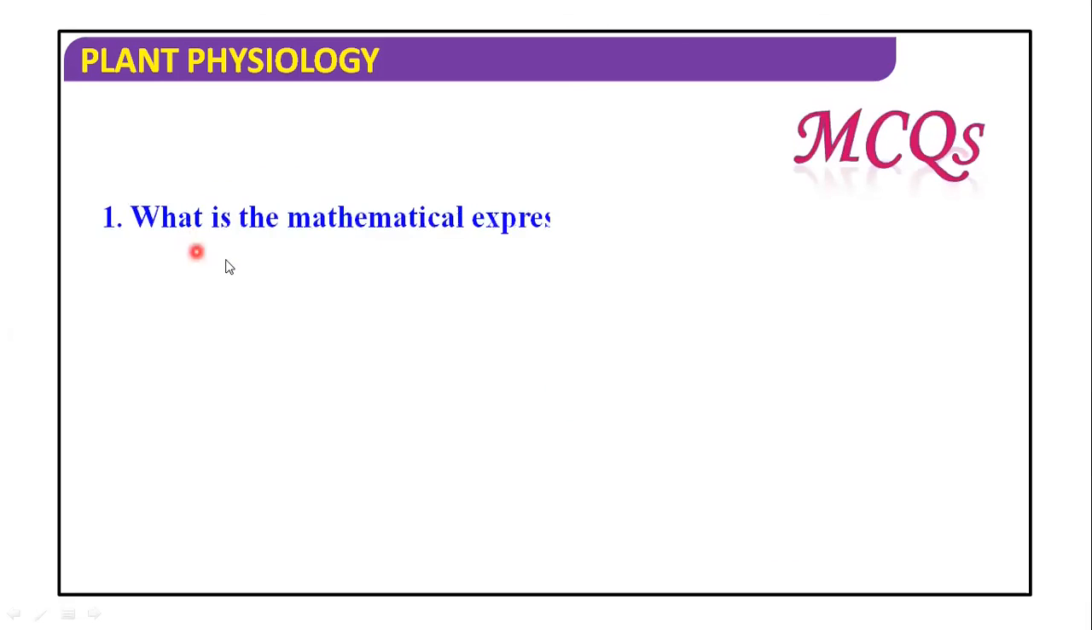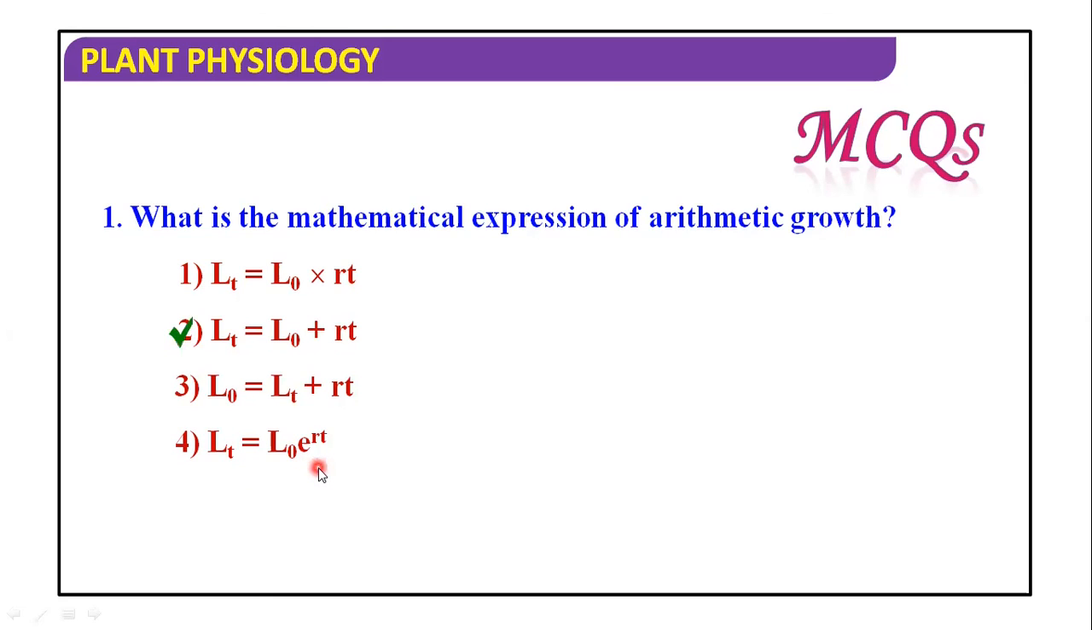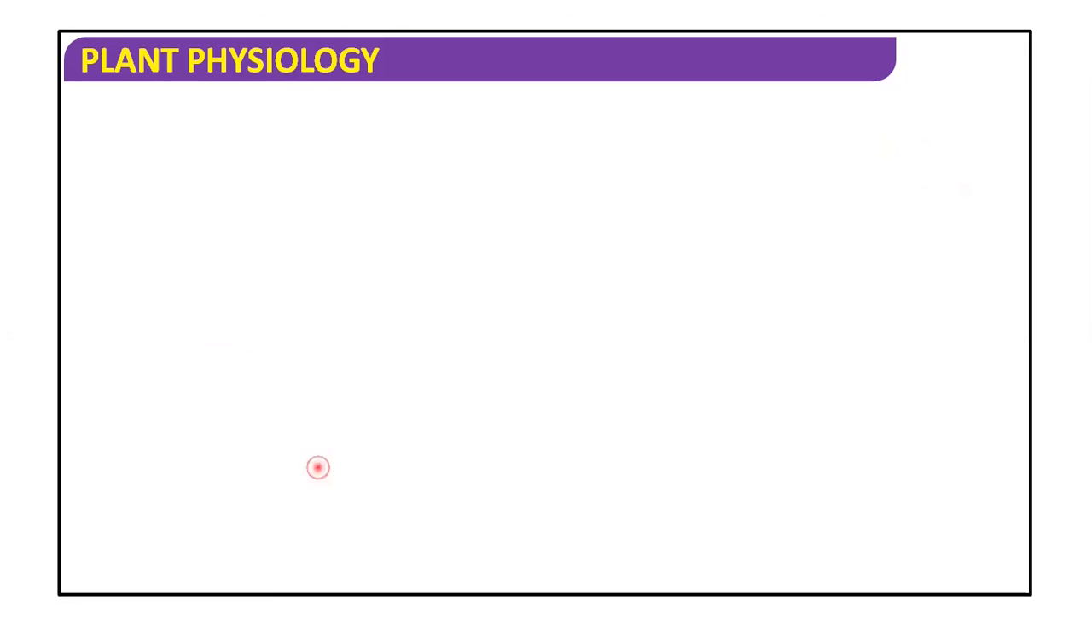Now, what is the mathematical expression of arithmetic growth? Here are some MCQs. So first is, what is the mathematical expression of arithmetic growth? Options are: Lt equals L0 into rt, second Lt equals L0 plus rt, third L0 equals Lt plus rt, and fourth Lt equals L0 e^rt. And the answer is the second one, Lt equals L0 plus rt.